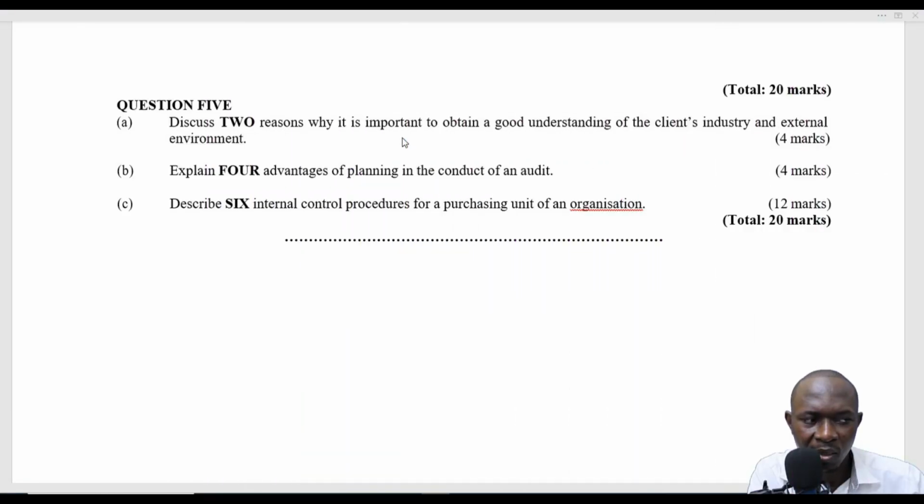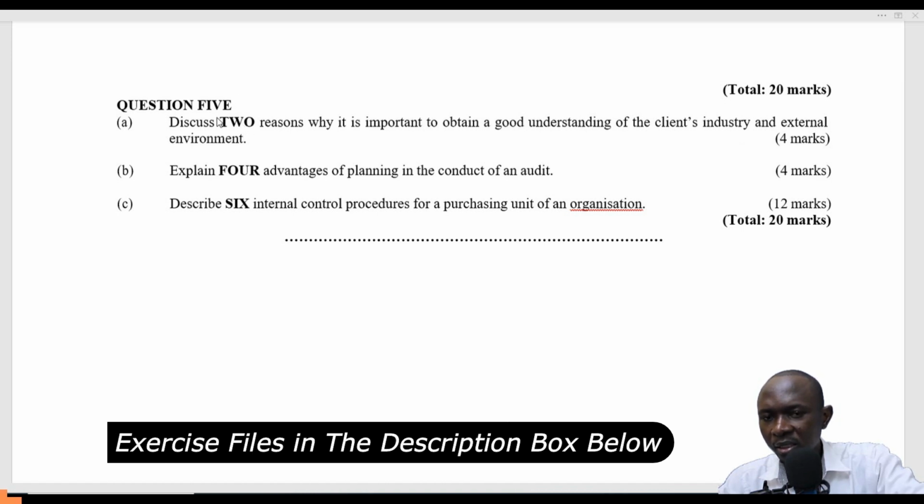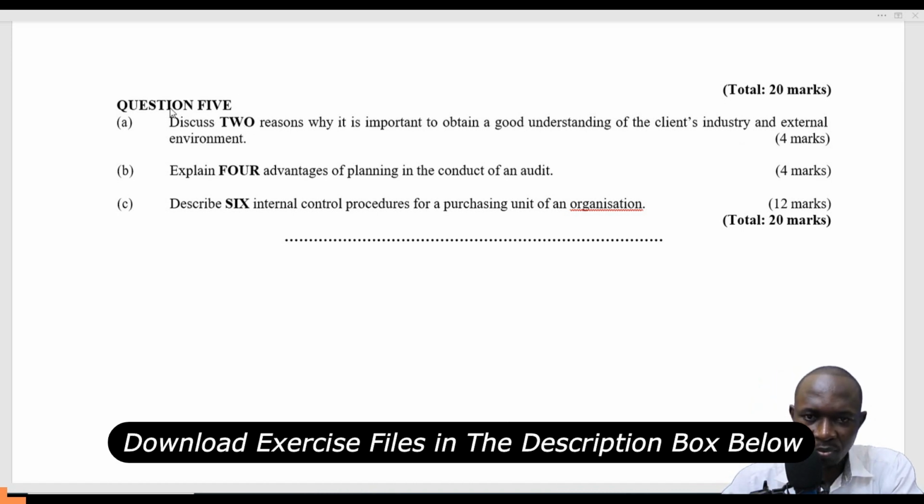So welcome again. This time we are on question 5. This is question 5 of the Audit April 2023 paper.